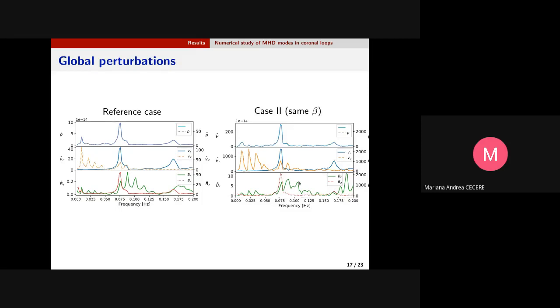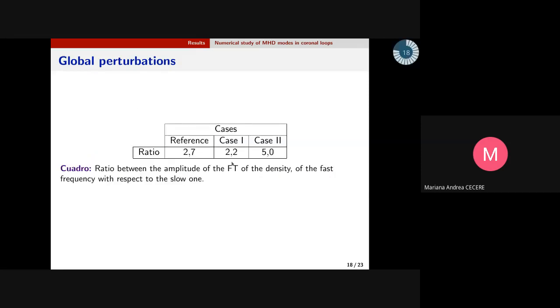So, we perform the ratio between the amplitude of the Fourier transform of the density of the fast frequency with respect to the slow one. First, we see in all cases the ratio is larger than 1, that is, the fast mode is the main contribution to the oscillation. For the reference case, we obtain 2.7.